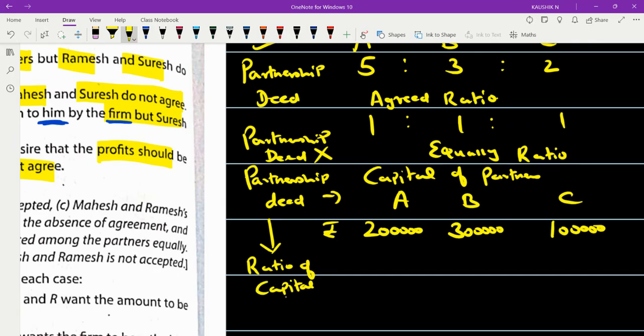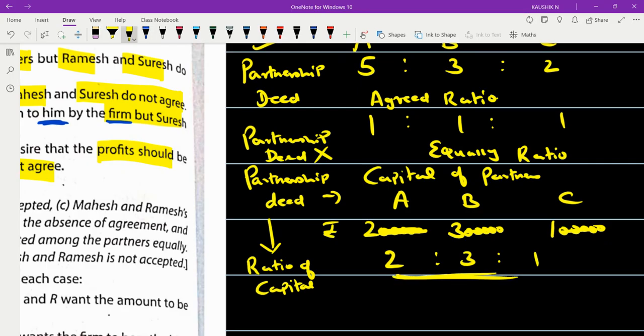அப்போ இதுதான் அக்ரி பண்ணியிருக்காங்க. They have agreed to share in the capital ratio. அப்போ capital ratio என்ன capital value, அந்த capital value காமன் ஜீரோஸை கட் பண்ணுங்க. அப்போ 2 lakhs இருக்க ஜீரோஸை கட் பண்ணு, 3 lakh இருக்க ஜீரோஸை கட் பண்ணு, 1 lakh இருக்க ஜீரோஸை கட் பண்ணு. அப்போ என்ன உனக்கு பேலன்ஸ் இருக்கும்? 2 is to 3 is to 1. அப்போ இந்த ரேஷியோங்கிறது தான் கேபிட்டல் ரேஷியோ.